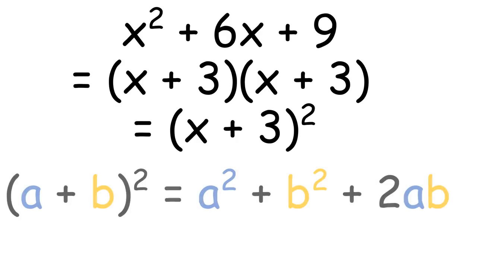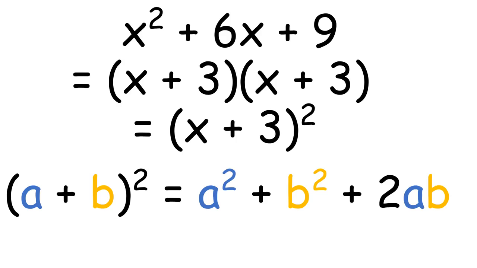Now there's a general formula for refactoring perfect squares in this format, and it's worth memorizing this. The formula is a plus b squared is always equal to a squared plus b squared plus 2ab. And you're going to find this really useful when you come to solve quadratic equations, which we'll cover later. In the meantime, let's just run through an example to prove to ourselves that it works.